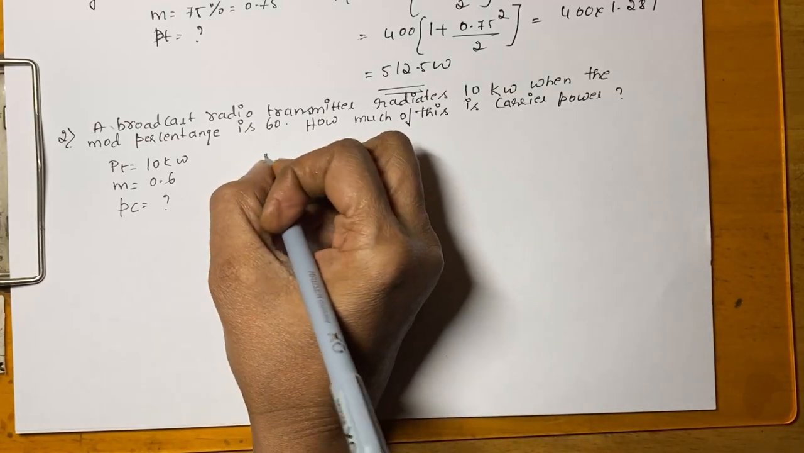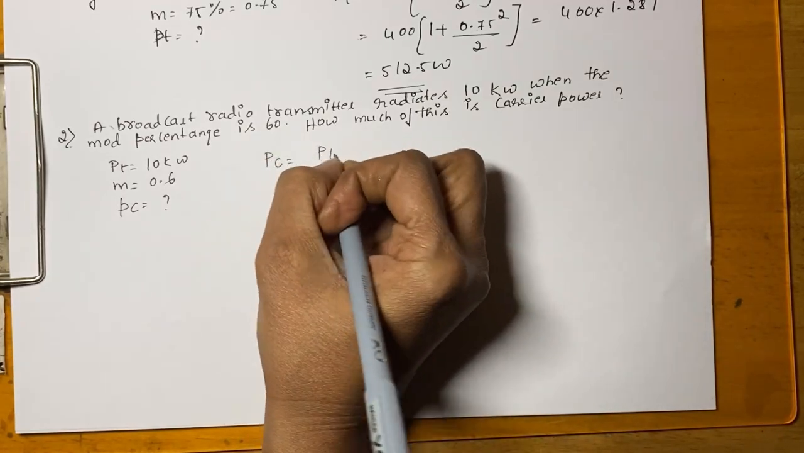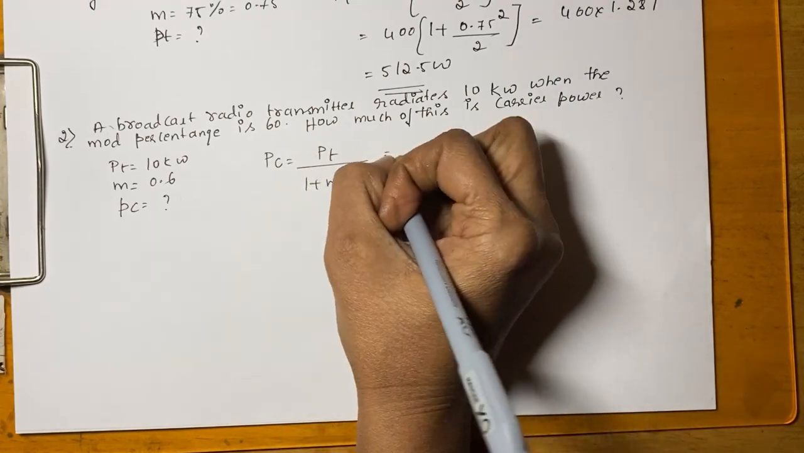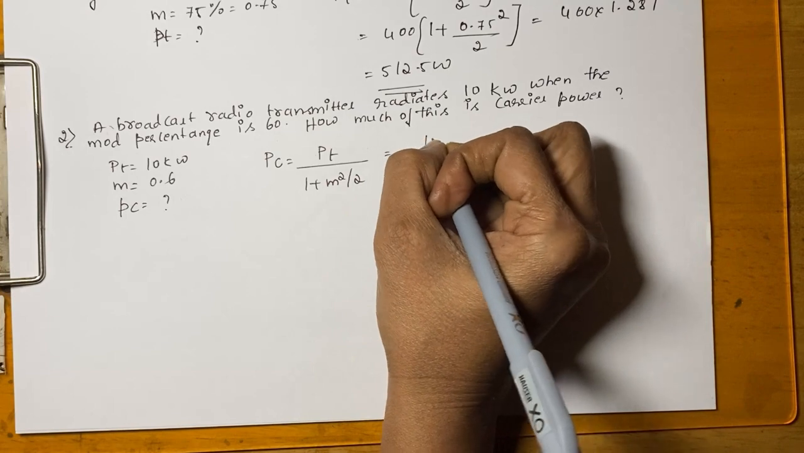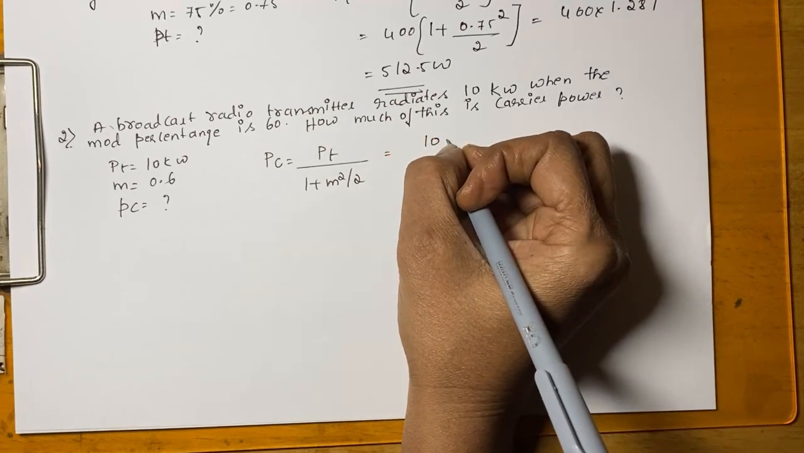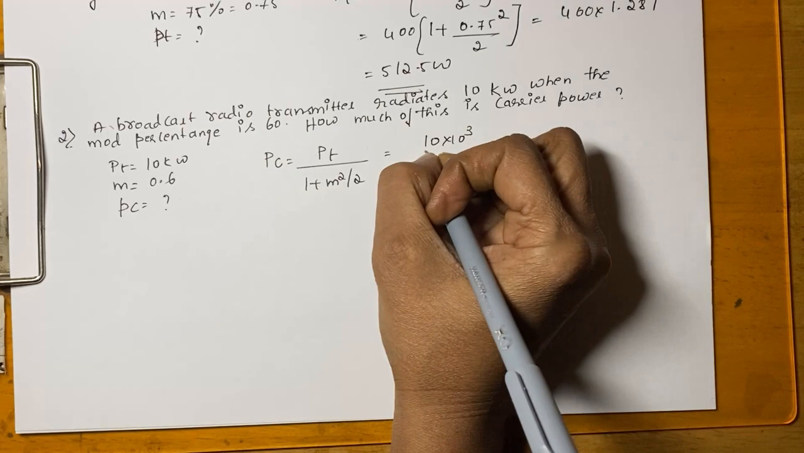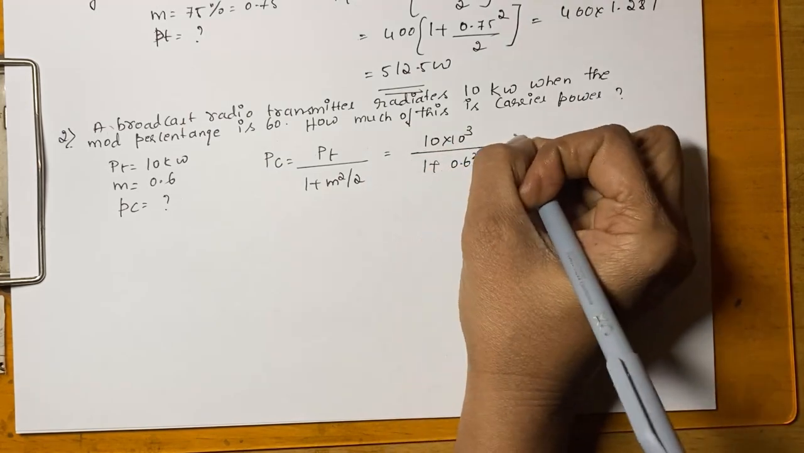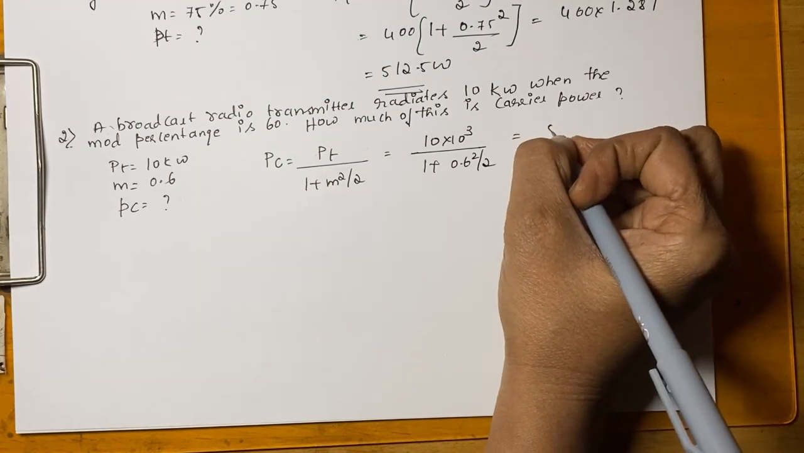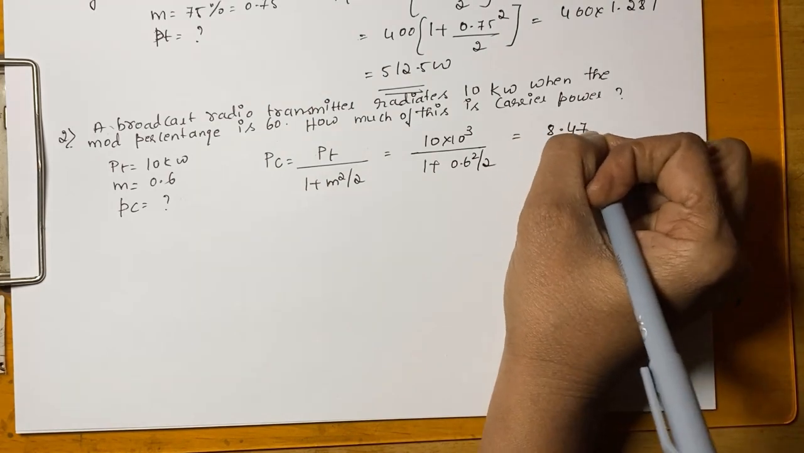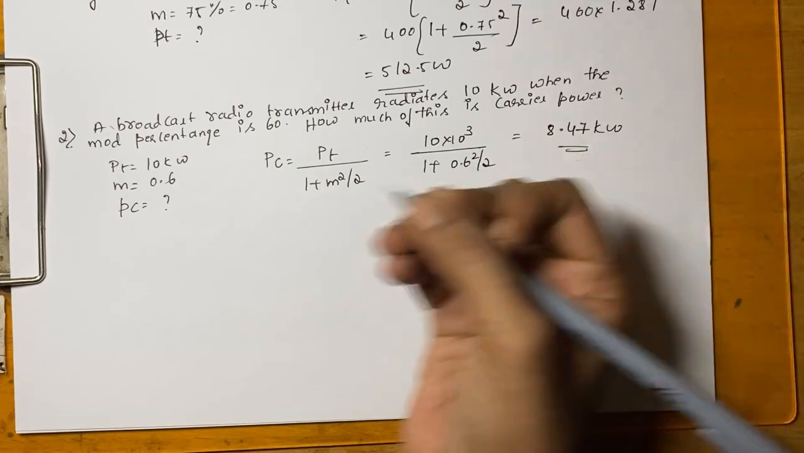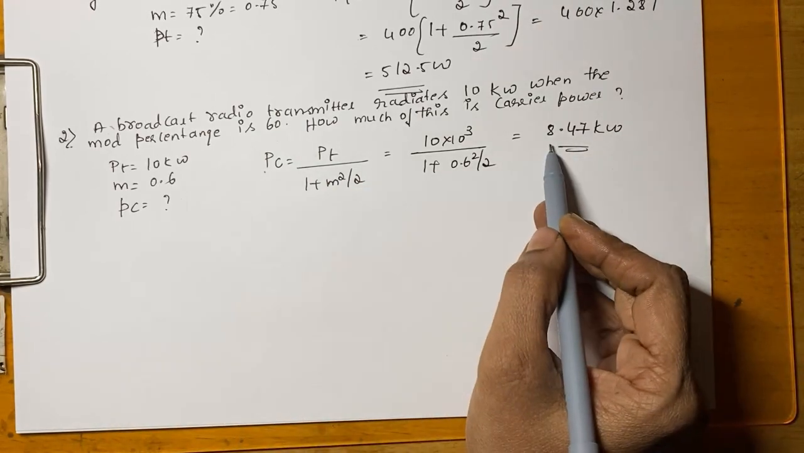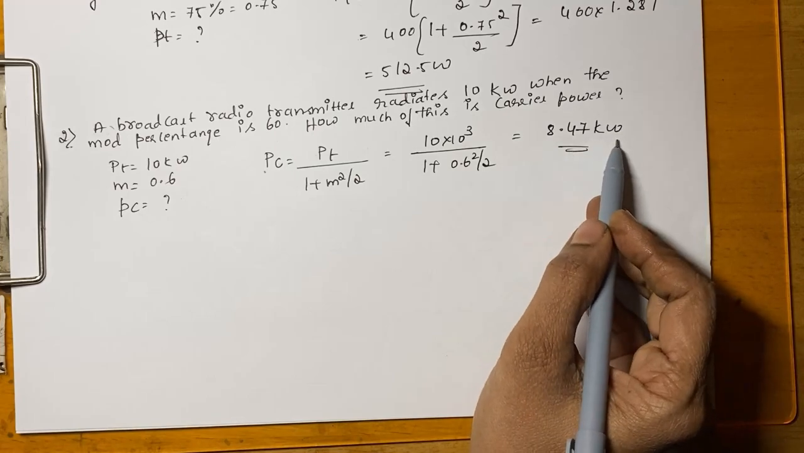So we know that PC is equal to PT divided by 1 plus m square by 2, which is nothing but 10 kilowatts divided by 1 plus 0.6 square by 2, which reduces to 8.47 kilowatts. This is again the direct substitution. Power of the carrier signal is equal to 8.47 kilowatts.